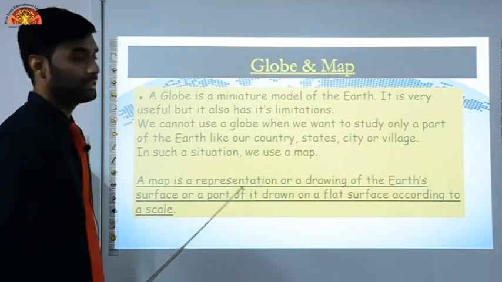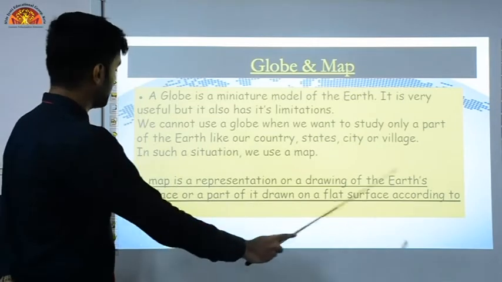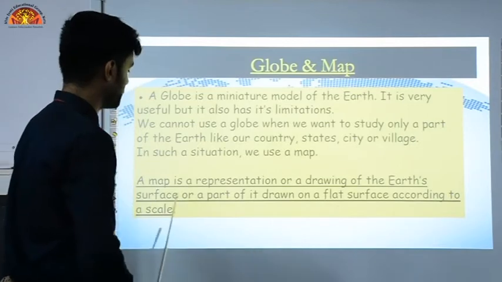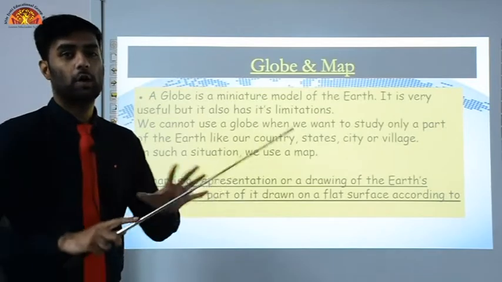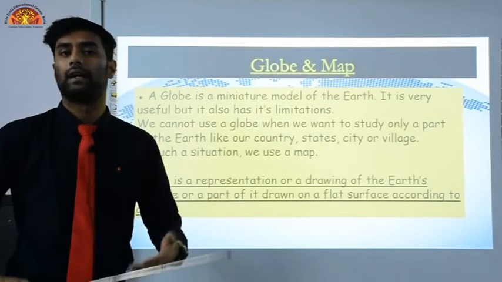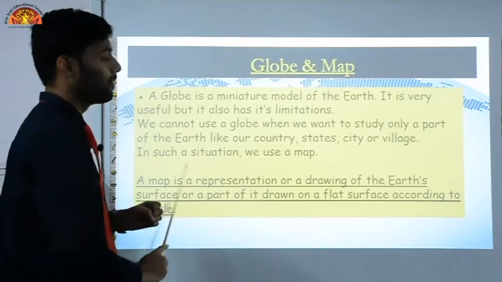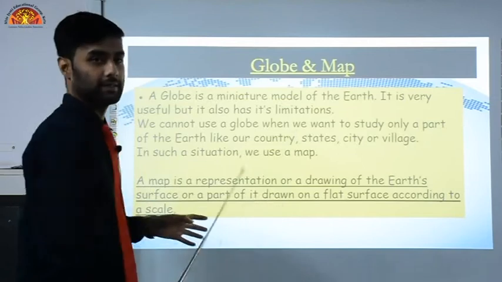What is map? Underline this in your books. A map is a representation or a drawing of the earth's surface or a part of it drawn on a flat surface according to a scale. Basically, the earth's surface or any part of the earth's surface which we have drawn on a flat surface, for example a paper, a table, anywhere, that is called a map, a representation or drawing of the earth's surface drawn on a flat surface.